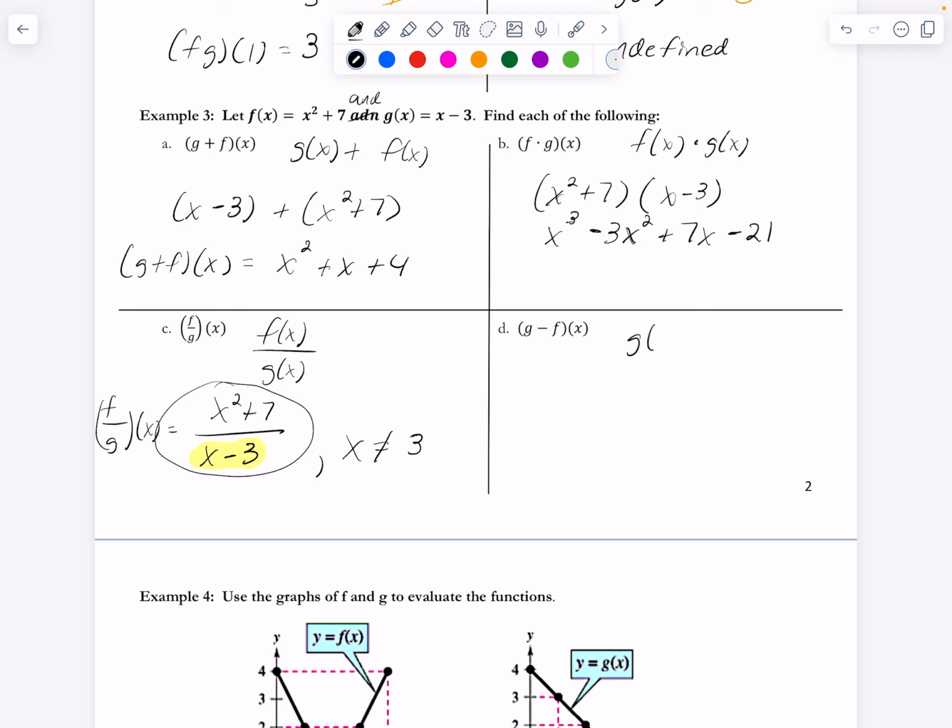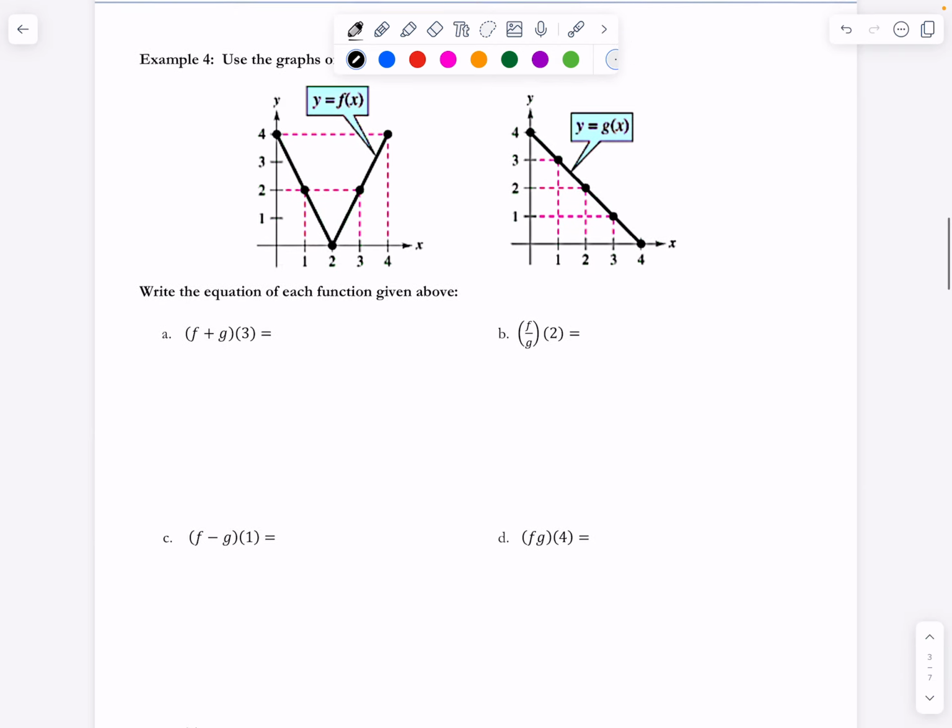The last one is g of x minus f of x. So I'm going to write g of x first in parentheses minus the f of x function, x squared plus 7, also in parentheses. I'm going to distribute that negative to get the opposite of x squared. The opposite of 7 is minus 7. Write it in standard form, so in order from least to greatest with your exponents. So negative x squared plus x, and a negative 3 and a negative 7 is negative 10.